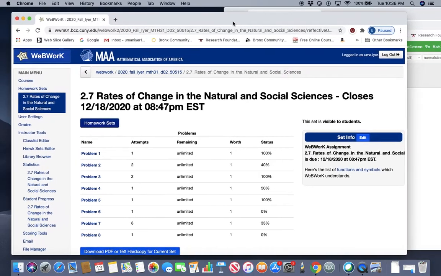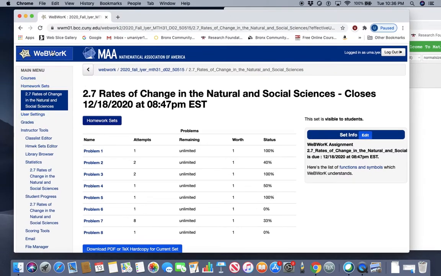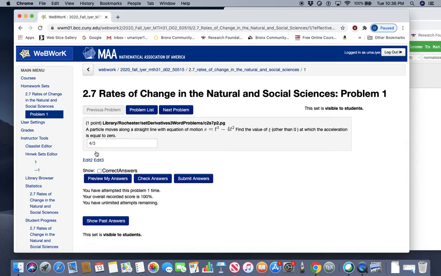Come back. So now we start working on web work problems, section 2.7. Notice there are 8 problems. Let's start from the first one. A particle moves along a straight line with the equation of motion s equals t cubed minus 4t squared. Find the value of t other than 0 at which the acceleration is equal to 0.